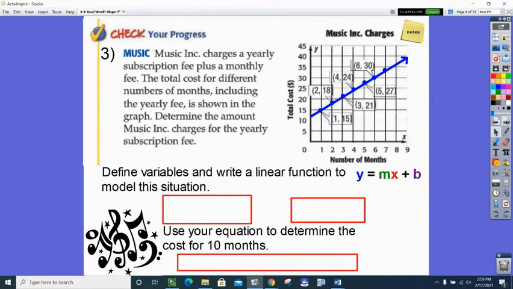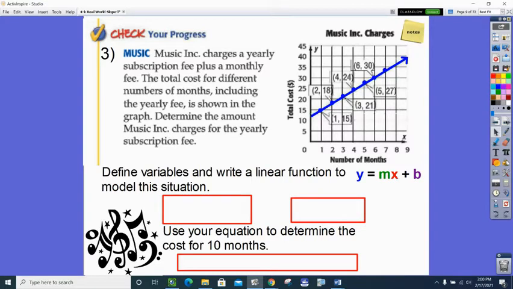Okay, let's go to another graph and kind of let you do this one. We'll read it together. So this is Music Inc., and it charges a yearly subscription fee plus a monthly fee. The total cost for different number of months, including that yearly fee, is shown in the graph. Determine the amount Music Inc. charges for the yearly subscription fee.